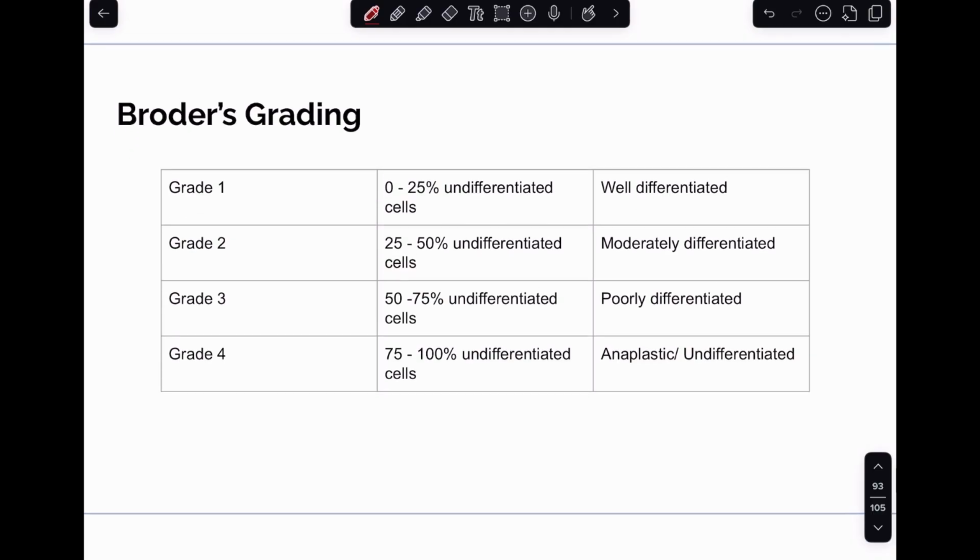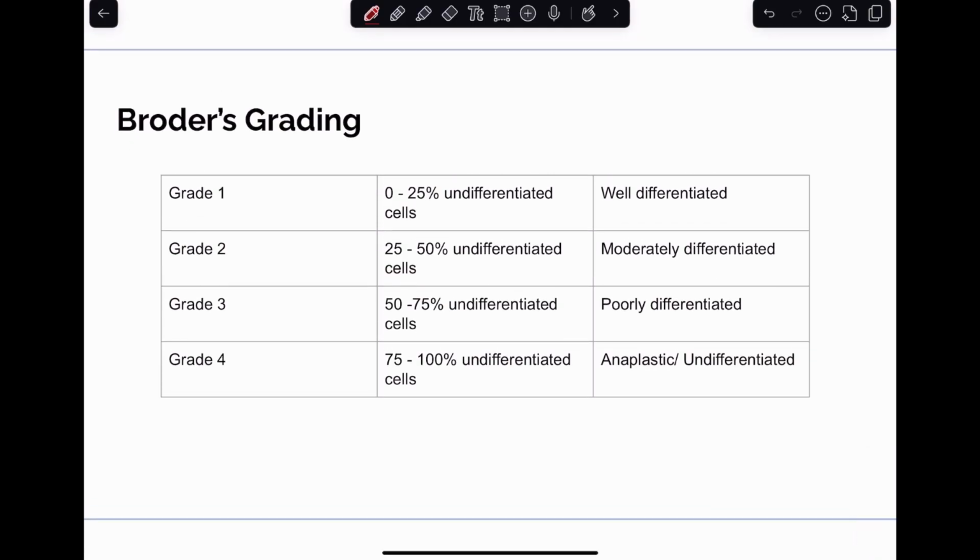We talked about when we are doing biopsy that we'll also grade the tumor, if it is a well differentiated tumor or a poorly differentiated tumor. The grading that we use is something that is known as Broder's grading. According to Broder's grading, grade 1 is a well differentiated tumor where we see only 0 to 25% of undifferentiated cells. Grade 2 is moderately differentiated where we see 25 to 50% undifferentiated cells. Grade 3 is poorly differentiated where we see 50 to 75% undifferentiated cells, and grade 4 is anaplastic or undifferentiated tumor where we see 75 to 100% undifferentiated cells. So that's about Broder's grading.